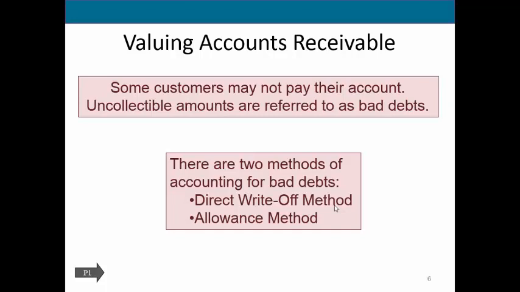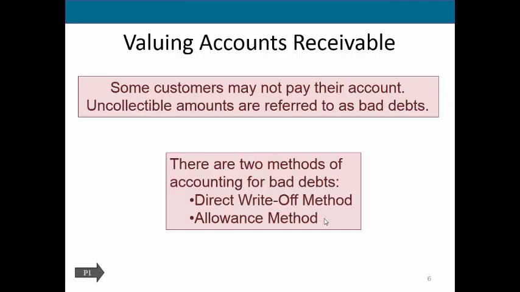So let's say that I own some type of company. It's a company that makes bicycles. I look at the history of my company, or I just look at what happens in our industry in general, and I see that typically 2% of our accounts receivable end up being bad debt. The allowance method uses that history, or that 2% amount, to create an allowance for bad debt.